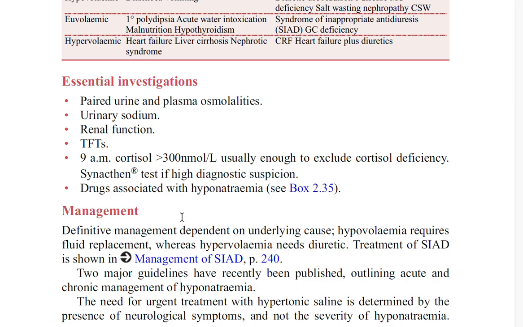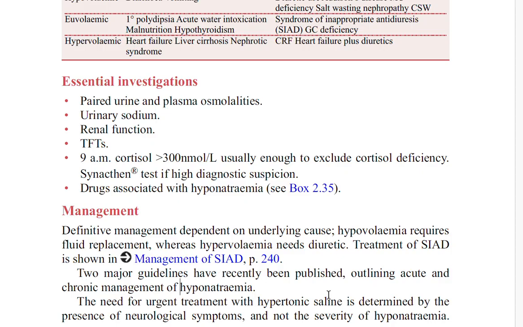Next is the management. Definitive management depends on the underlying cause. Whatever cause you get, treat the cause. Hypovolemia requires fluid replacement, whereas hypervolemia needs diuretics. So it is very important to examine the patient, to look at the fluid status, to look at other causes of the hyponatremia. Treatment of SIADH, we will read about that.